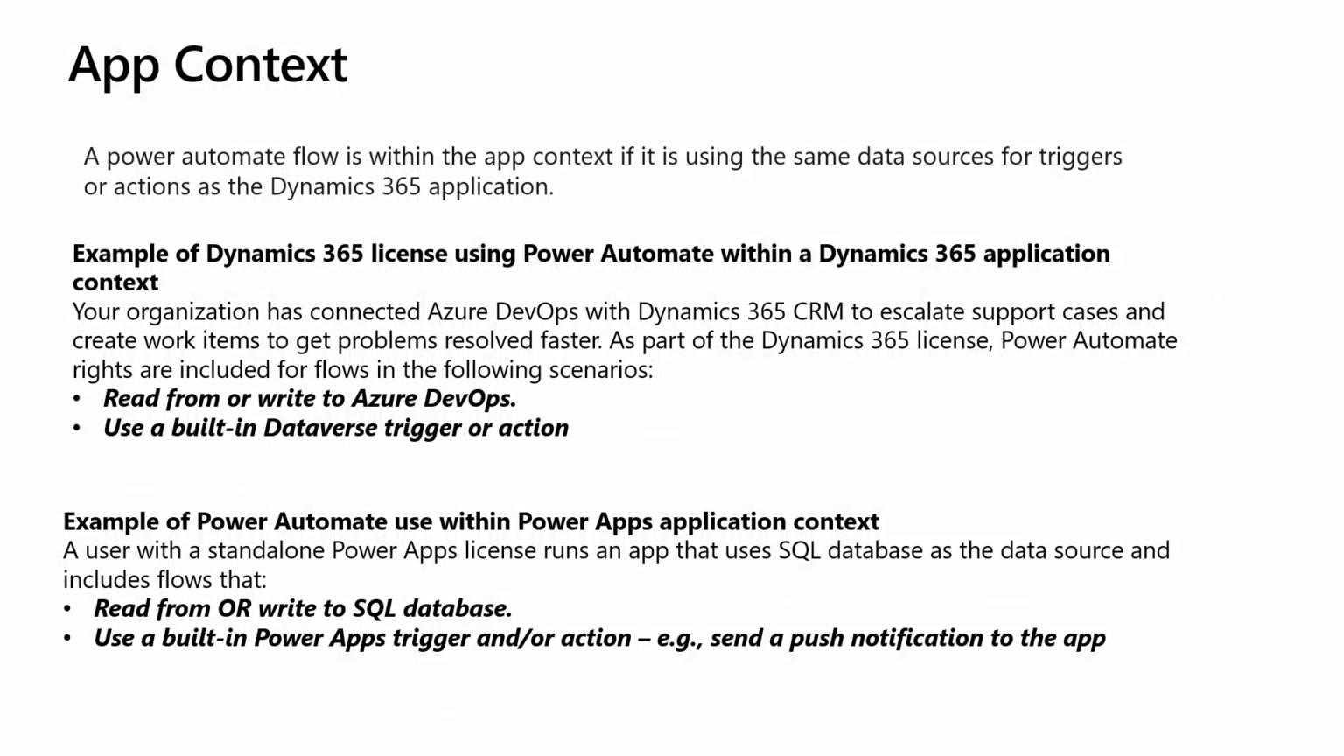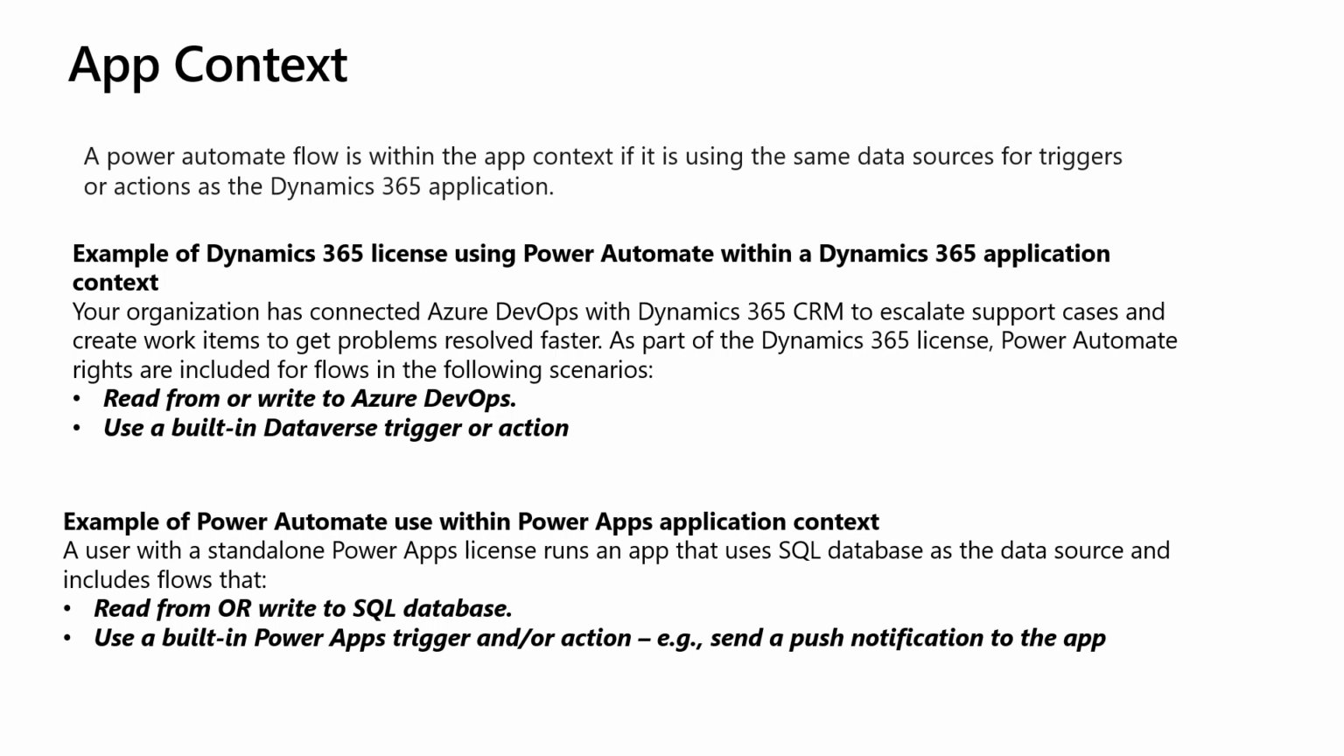Let's look at the example. Your organization has connected Azure DevOps with your Dynamics 365 application. Just say, in this example, if you change the status of the case to escalated in your app, and it triggers a flow that creates a work item in Azure DevOps, then this flow is within the app context.